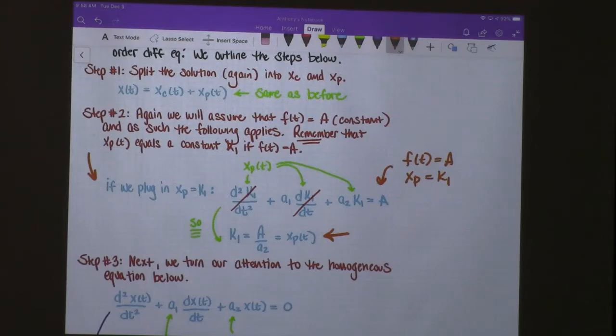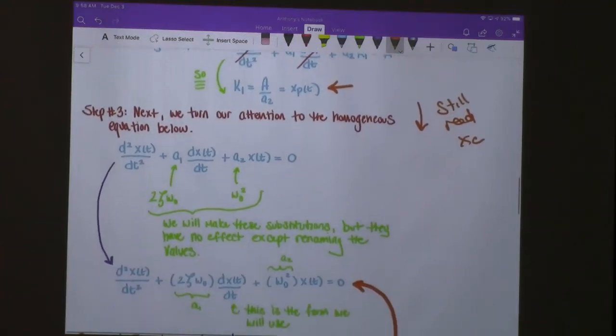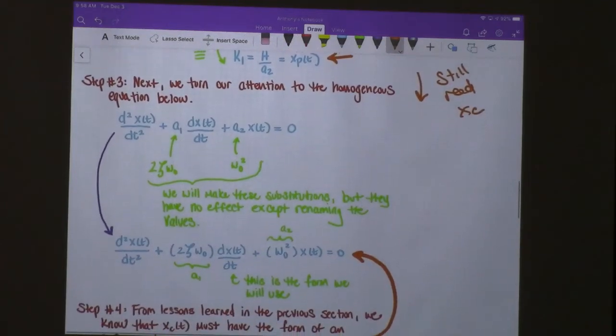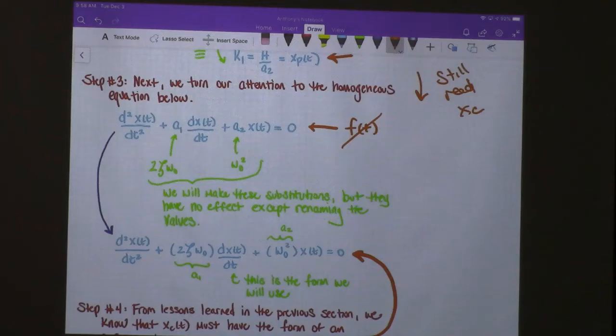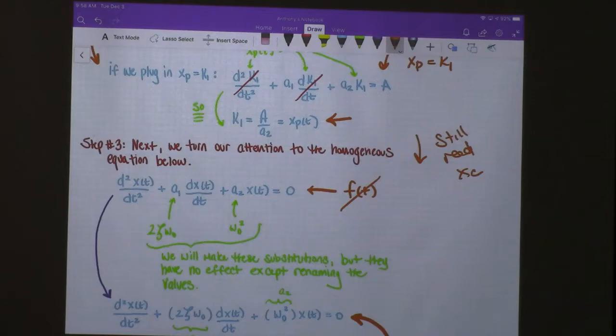Now moving forward, we still need our x sub c. That's what we're missing. So let's turn our attention to the homogeneous equation below. When I say homogeneous, that's exactly the same as the equation that we had before, except now we have gotten rid of our f of t. That is the only difference. Same form.